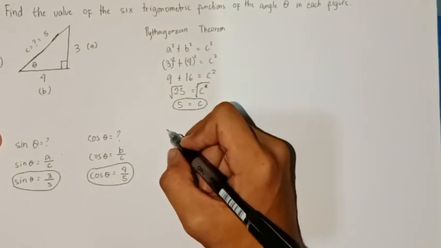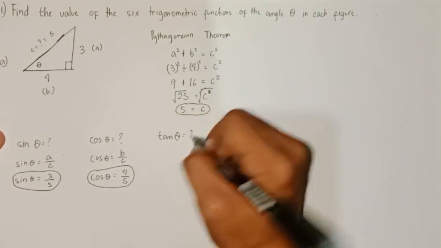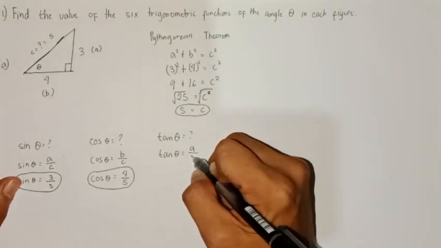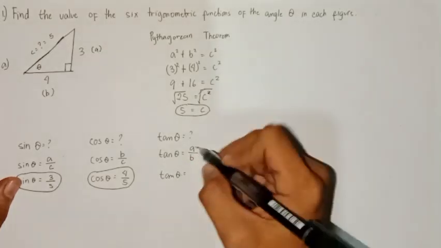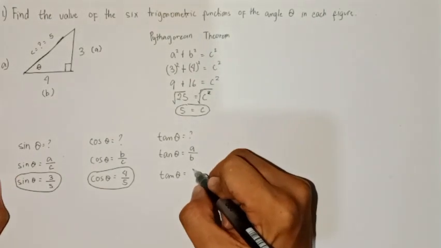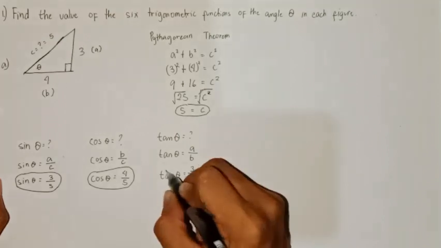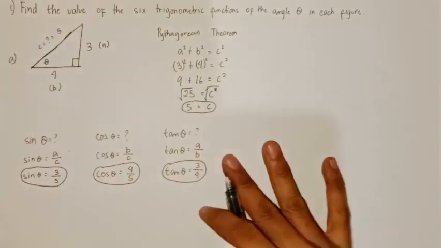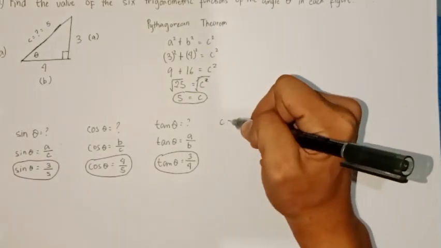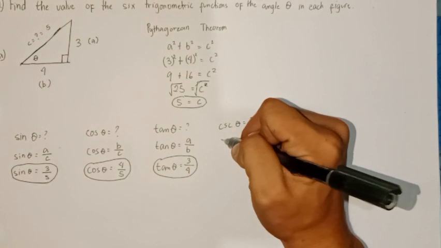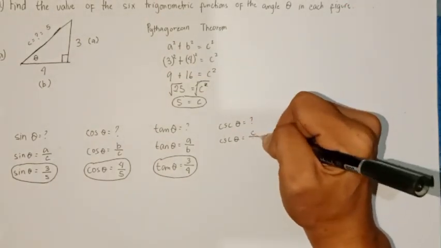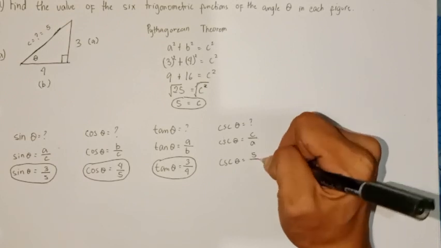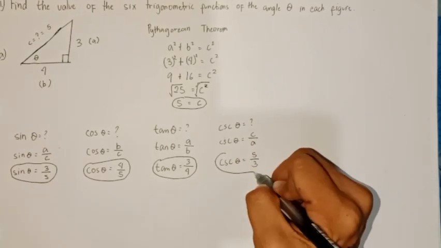Next is our tangent, tan theta. So tan theta is equal to opposite over adjacent. Substitute: our opposite is 3 and our adjacent is 4. So our tangent theta is 3 over 4. Next, we will find the value of cosecant theta, which is equal to hypotenuse over opposite. The value of our hypotenuse is 5, and the value of our opposite is 3. So cosecant theta is equal to 5 over 3.